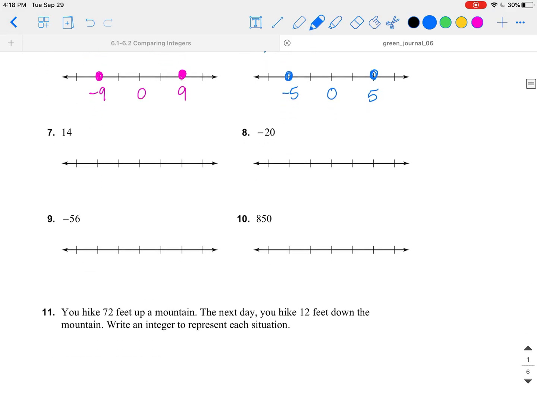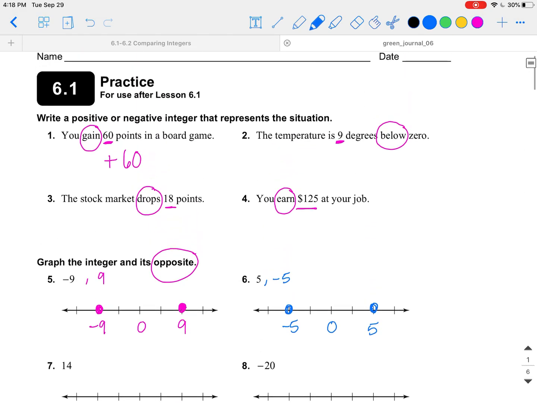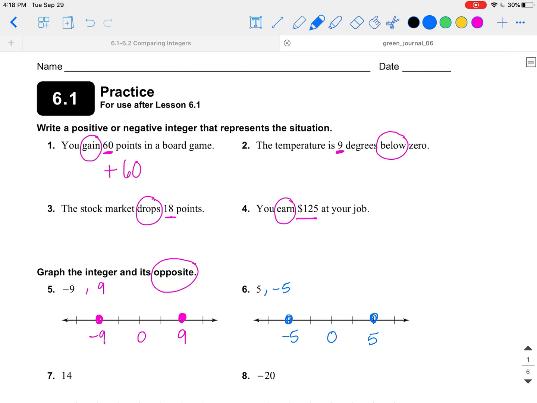And then that last question says you hike 72 feet up a mountain. The next day you hike 12 feet down a mountain. Write an integer to represent each situation. So you'll have 2 integers at that point. So in the Google form, just put a comma in between both of them. And once you are all done with this assignment on paper, you will go ahead and fill out that Google form with your answers and then add a picture, and you'll be all set and done for the day.